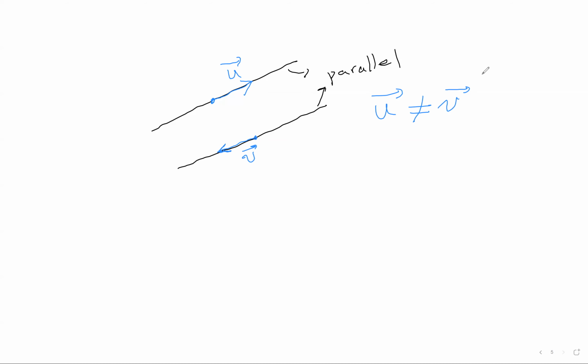So if they are on parallel lines, but they show opposite directions, the same length, of course, they are not equal. However, in this case, u is equal to negative v. We'll get back to this later. But keep in mind that in this picture, I assume that the lengths of U and V are the same. They have the same length. They are on parallel lines, and the directions are opposite.